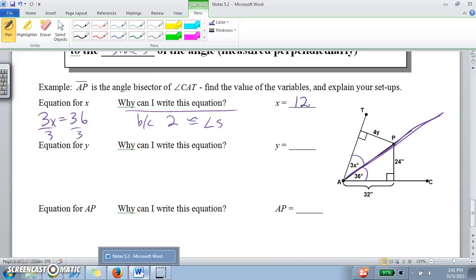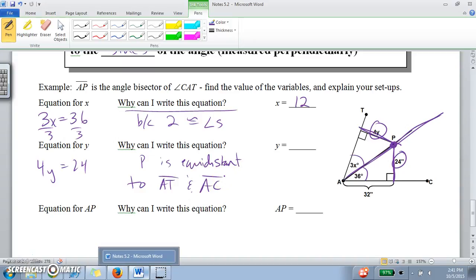Equation for y: we just learned that a point on the angle bisector is going to be the same distance away from both sides of the angle. So these two things are also going to be equal to each other. 4y equals 24. I can write this equation because P is equidistant to side AT and AC. It's equidistant to both of those sides. So when we solve for y, we divide by 4. We get y equals 6.